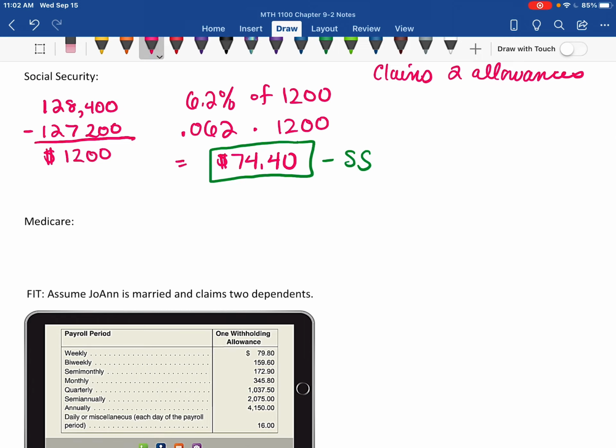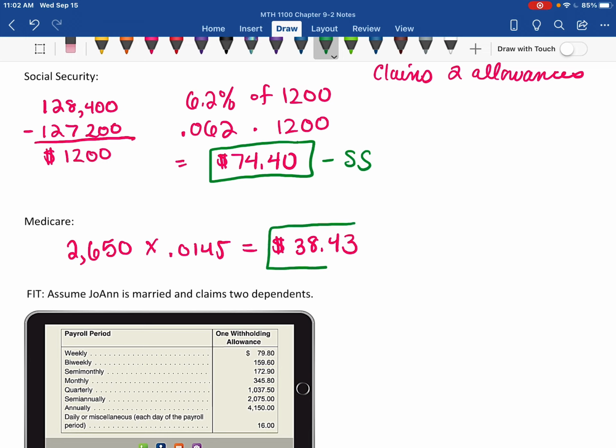Now for Medicare, there is no base, so you're always just going to pay 1.45% of whatever your gross pay is. Since Janet's gross pay for this week is $2,650, I'm just going to take that and multiply by 0.0145 to get the 1.45% of her gross pay. When we do that, we get $38.43. So this is what she has to pay for Medicare this week out of her paycheck.